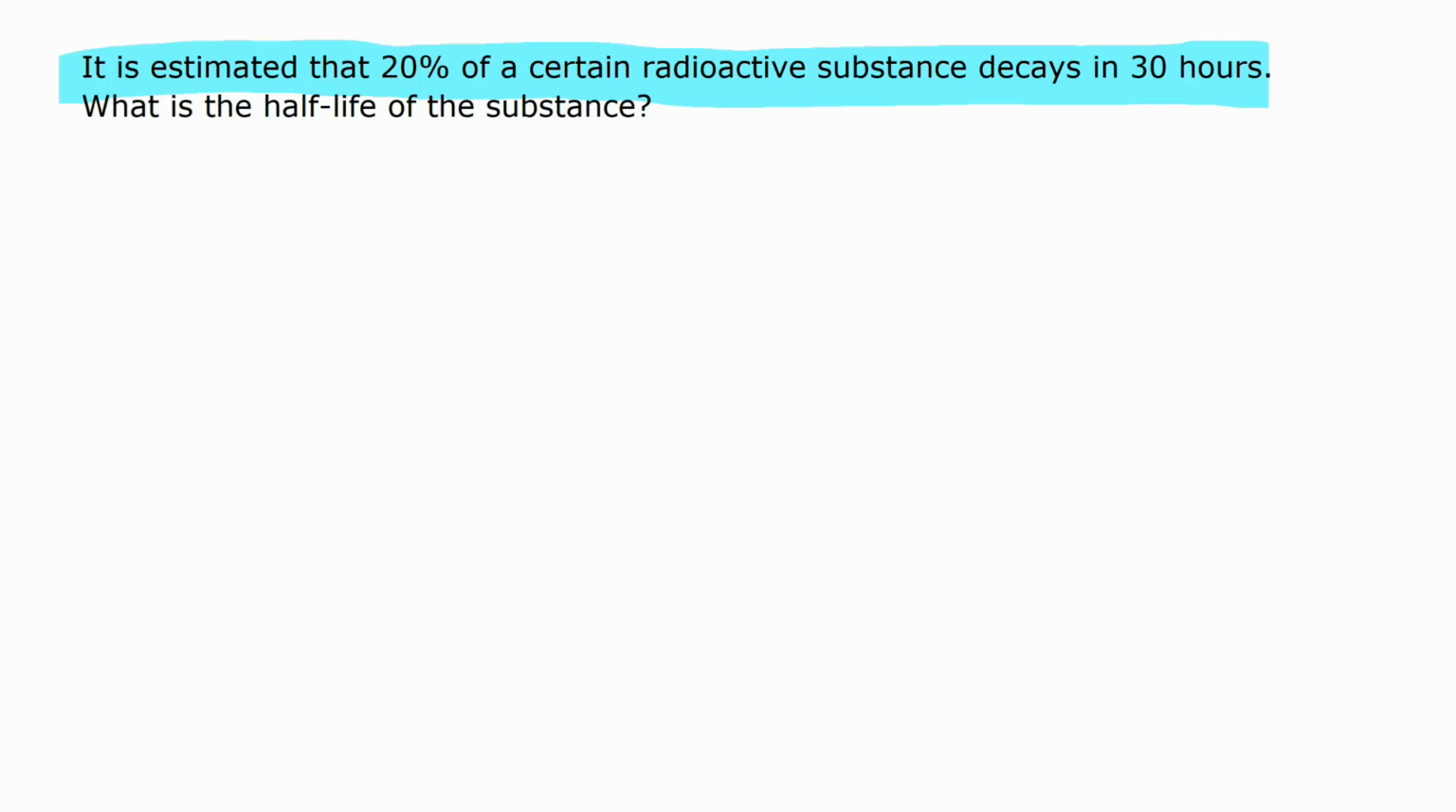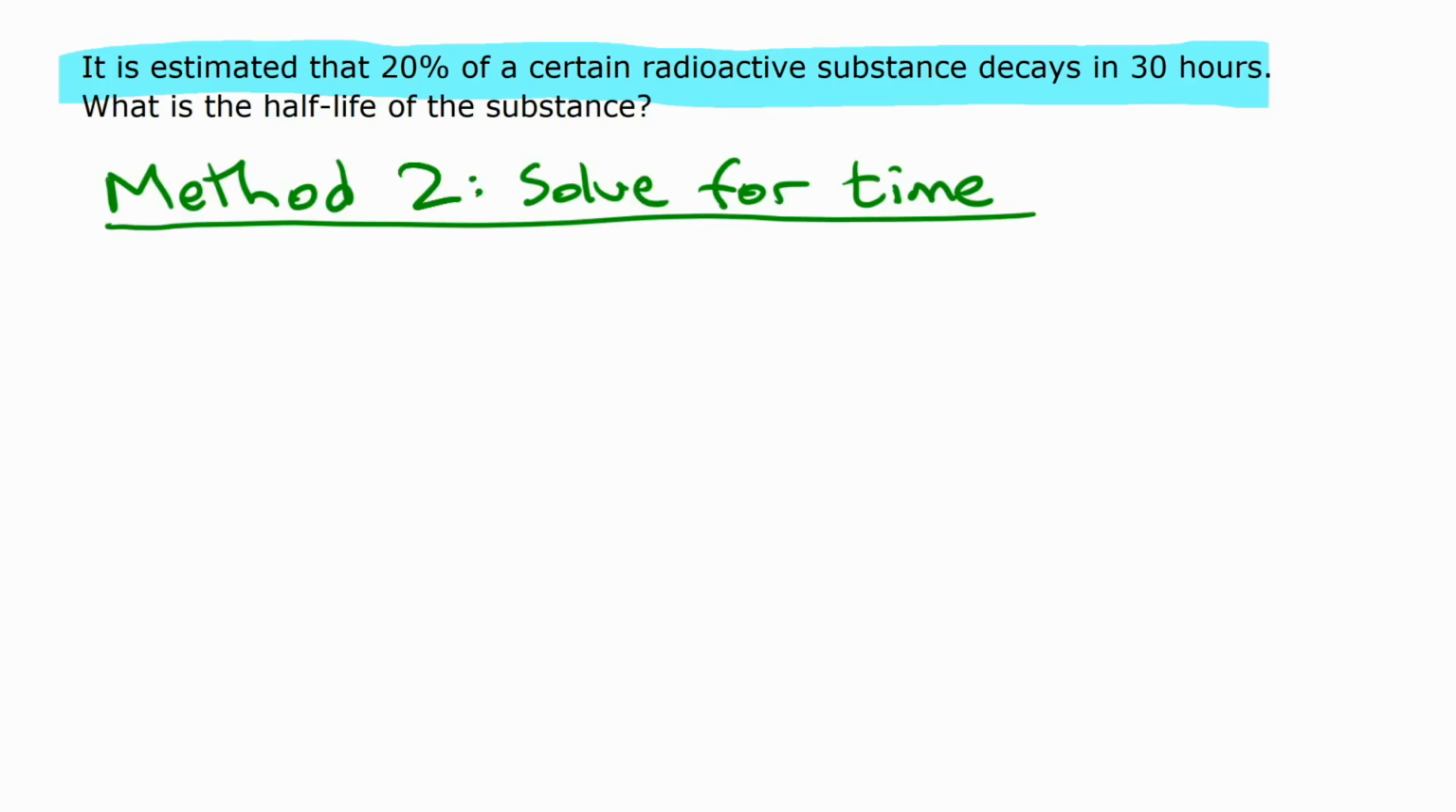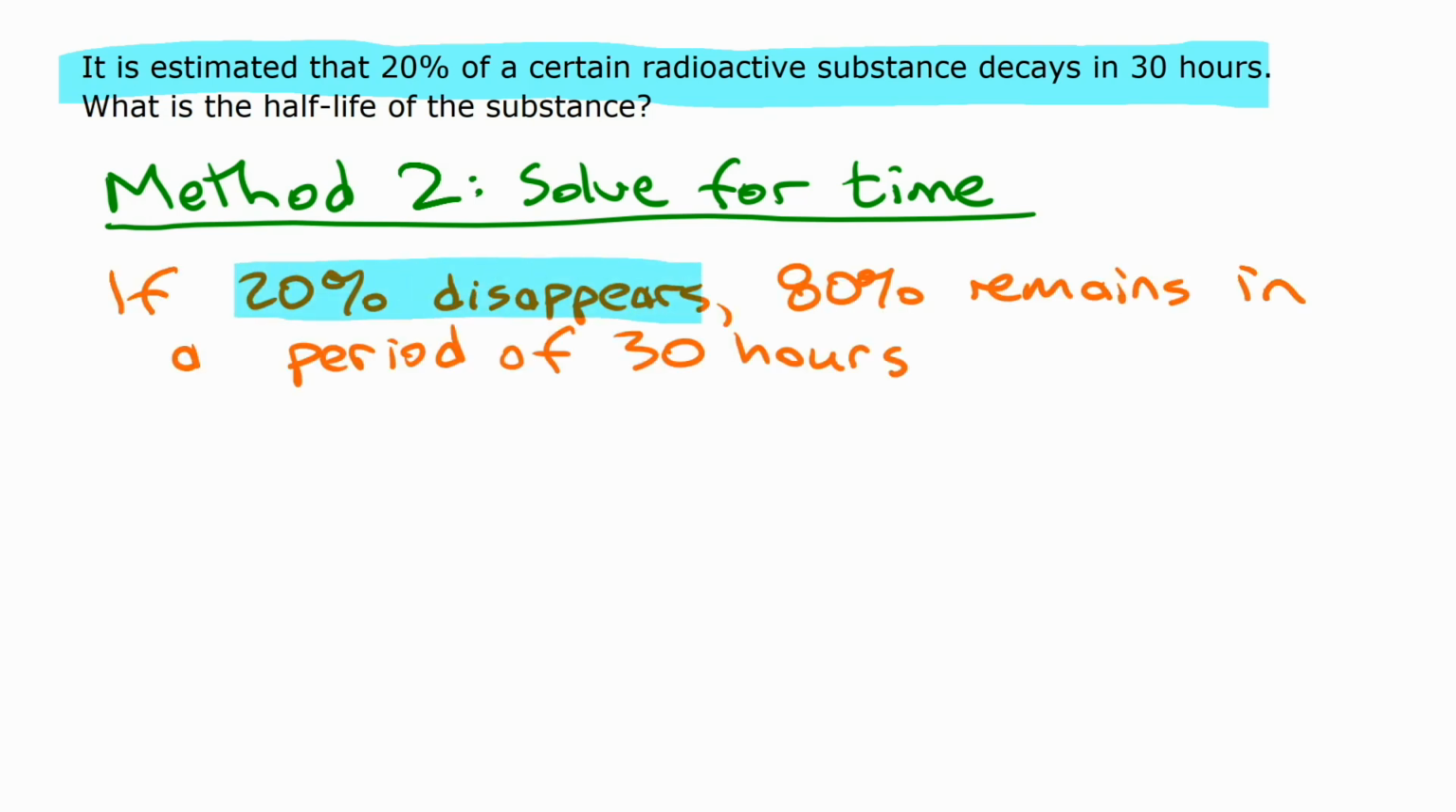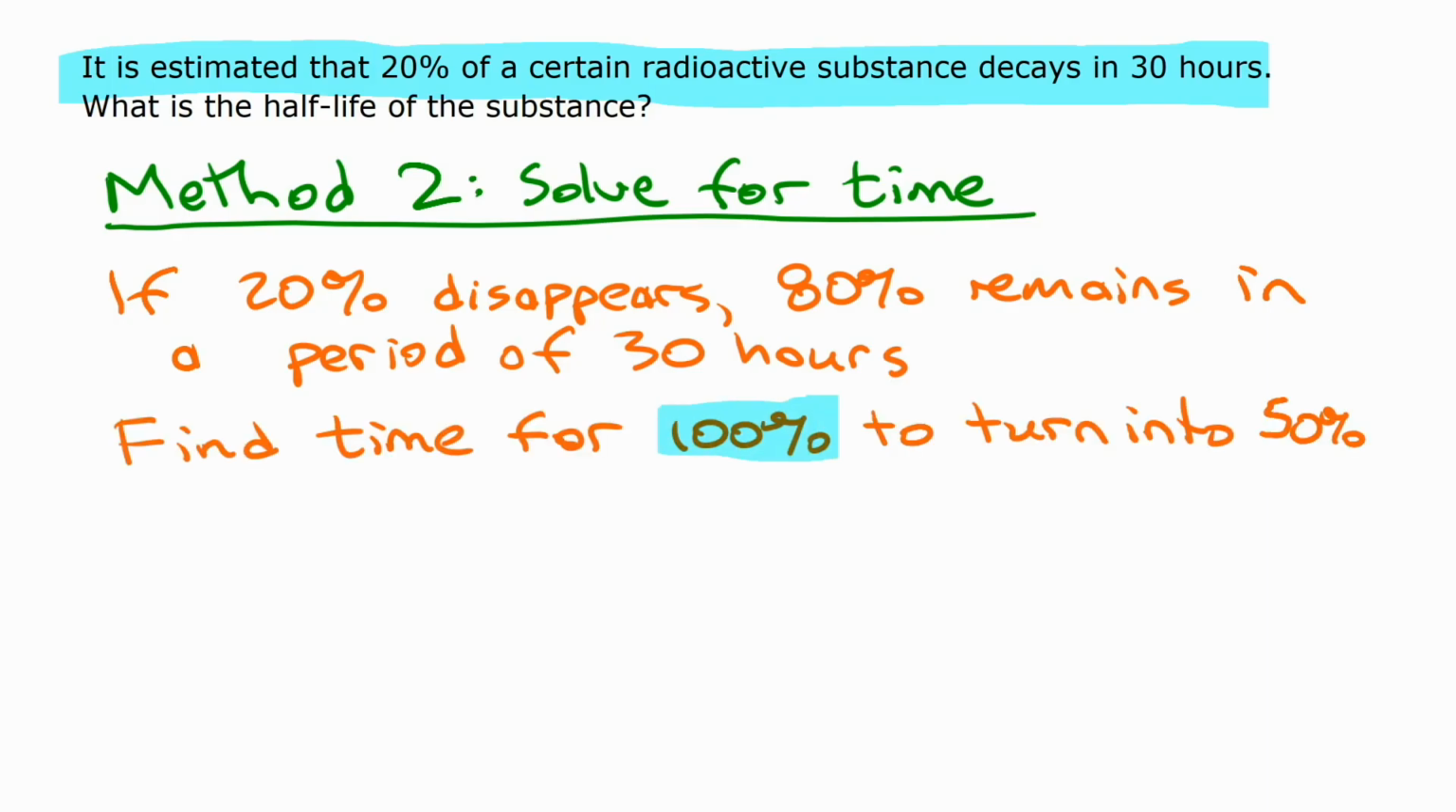So I'm calling the second method solve for time. And the time is just how long does it take till there's half as much. If 20% of the substance disappears, it means that 80% remains. And that happens every 30 hours. And then what we're looking for is how long does it take for our original amount, which is 100%, to turn into half as much, 50%.